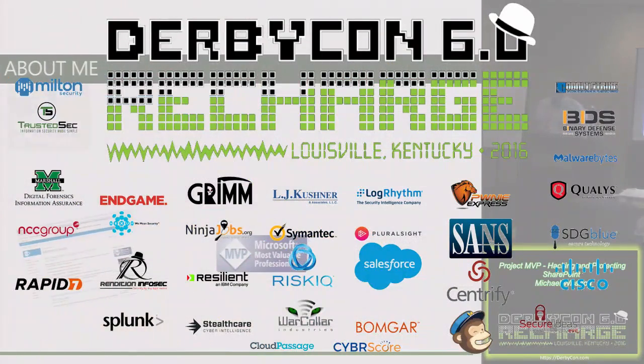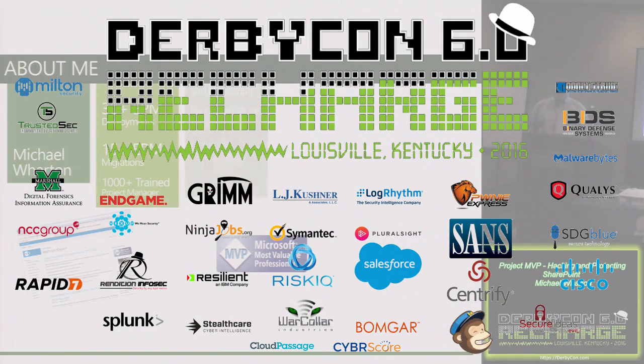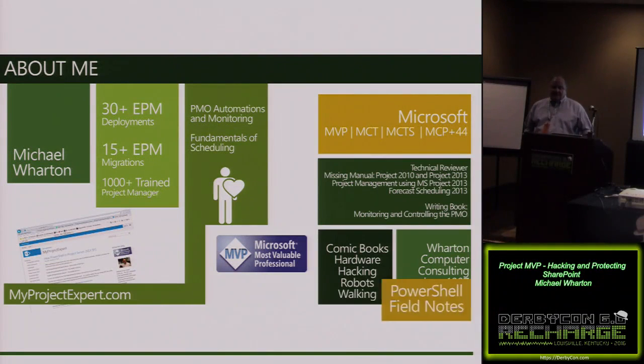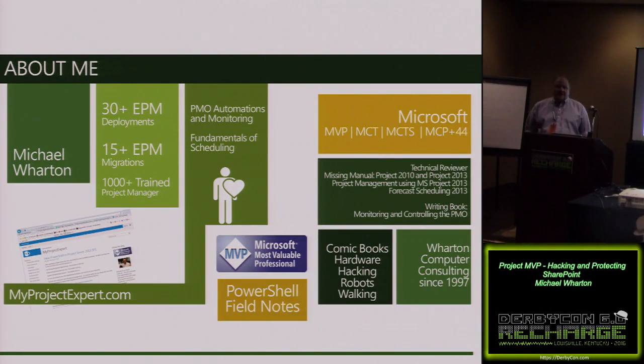So a little bit about me. My name is Michael Warton. I'm a Project MVP. I do a lot with SharePoint and Project Server, and I do a lot with PowerShell. And hacking's been somewhat of a hobby for me.